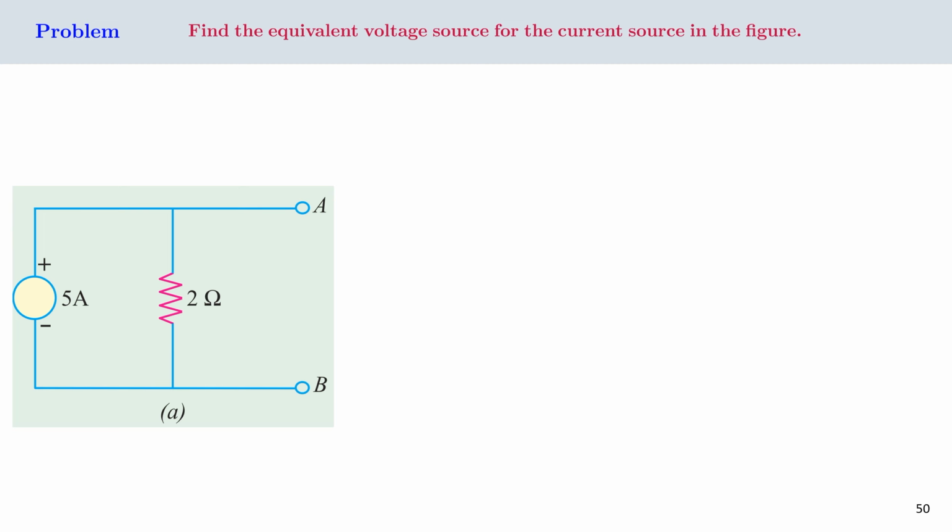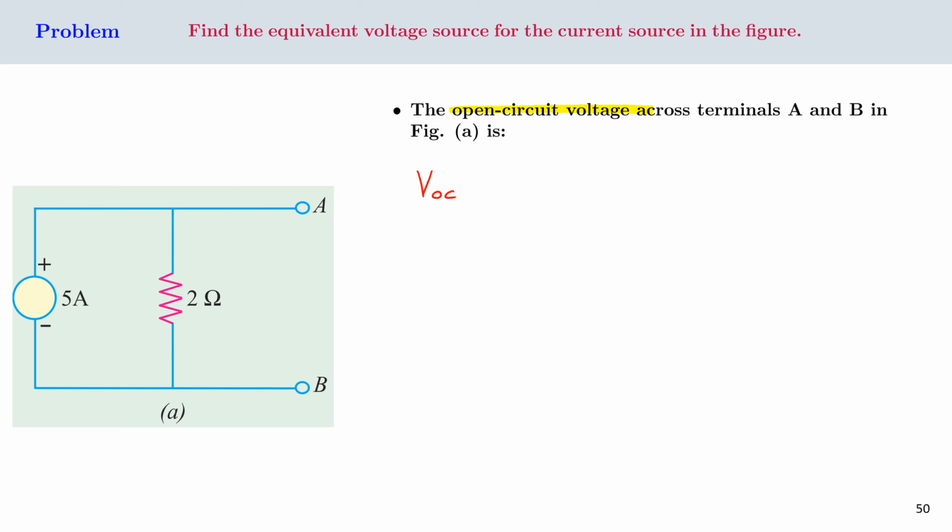Now in this problem, a current source has been given and it has to be converted to an equivalent voltage source. In the figure, it is a 5 ampere current source and a parallel resistor of 2 ohms has been connected. We have to first find out the open circuit voltage across terminals A and B. The open circuit voltage VOC will be equal to the potential drop across R.